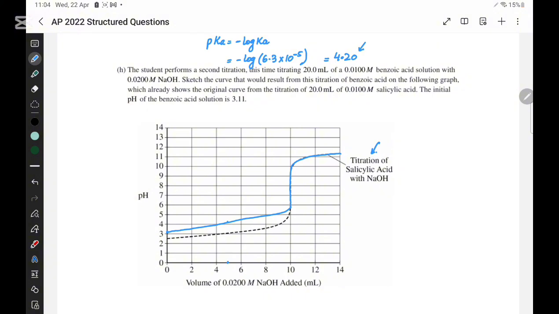The important thing that we must know, that pKa of benzoic acid is 4.20, that must be at half equivalence point and the graph must pass through it.